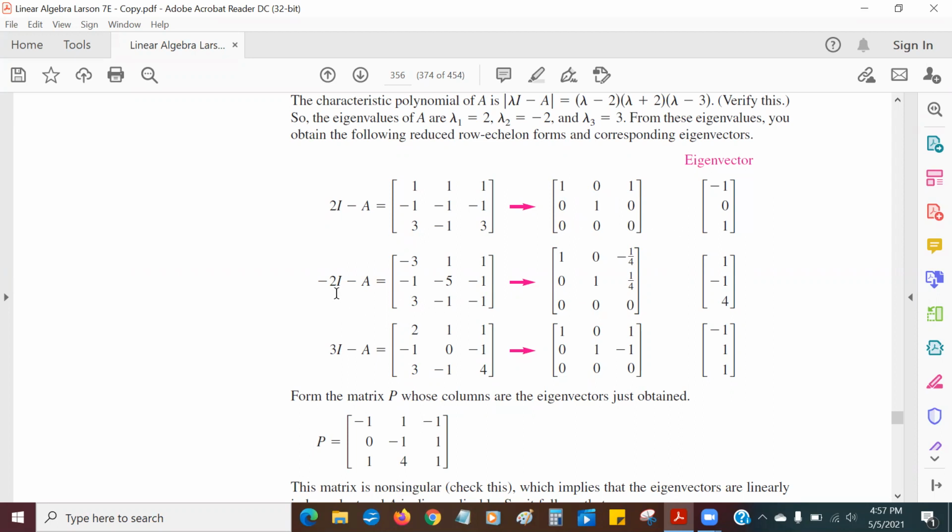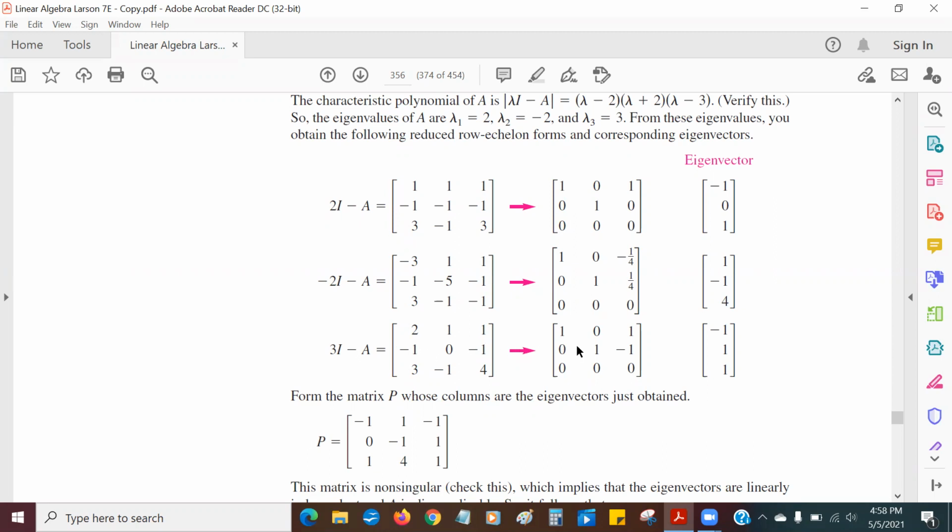And if lambda is -2, I get this matrix, which reduces to that. Again, I want you to crunch all this out and see that you get all these, and this is going to lead to this eigenvector through a similar method. And if I use lambda 3, which equals 3, I get 3I minus A, which gives me this matrix, which I can then row reduce to this matrix.